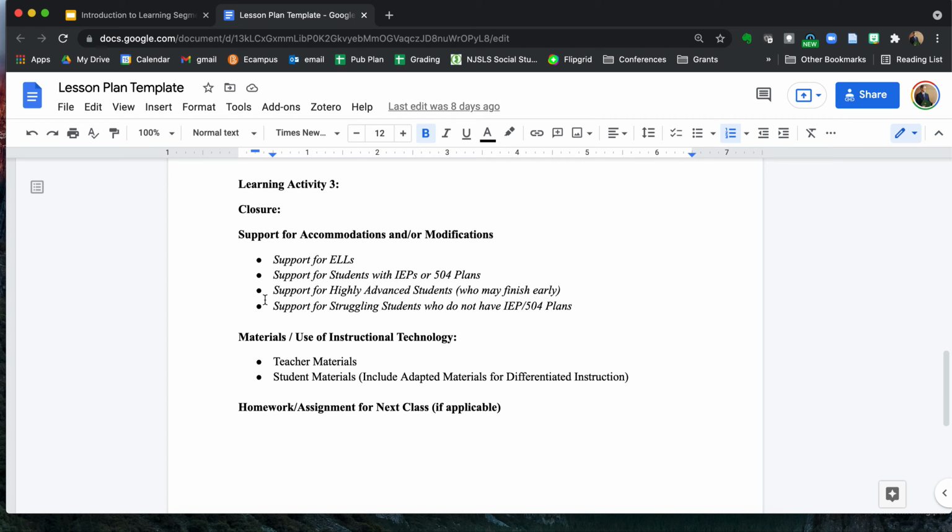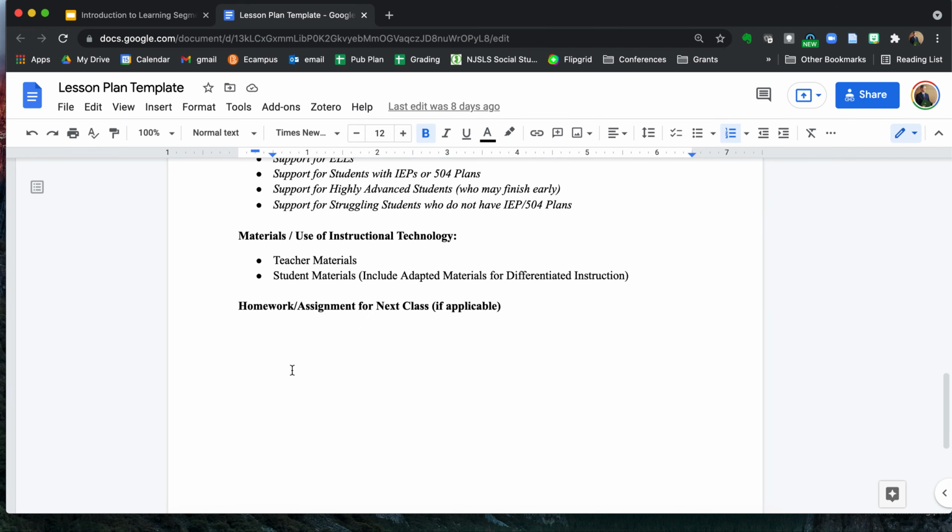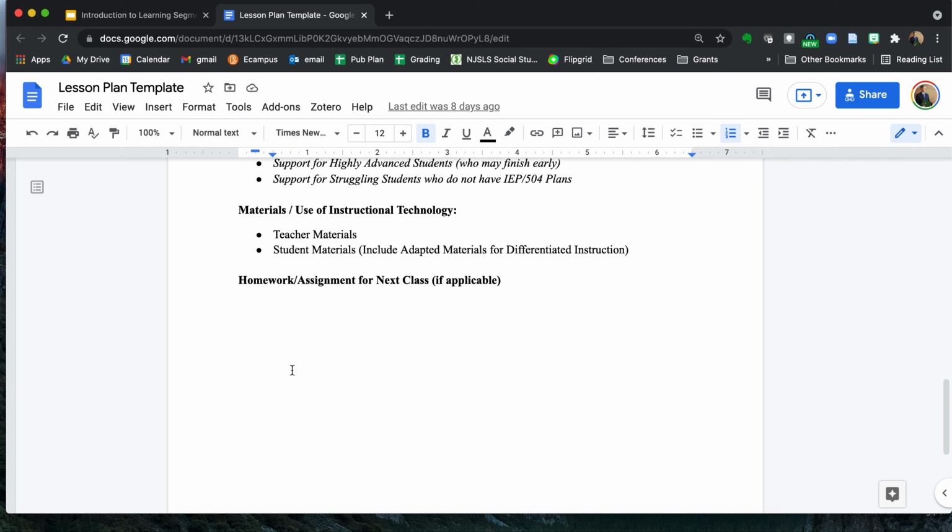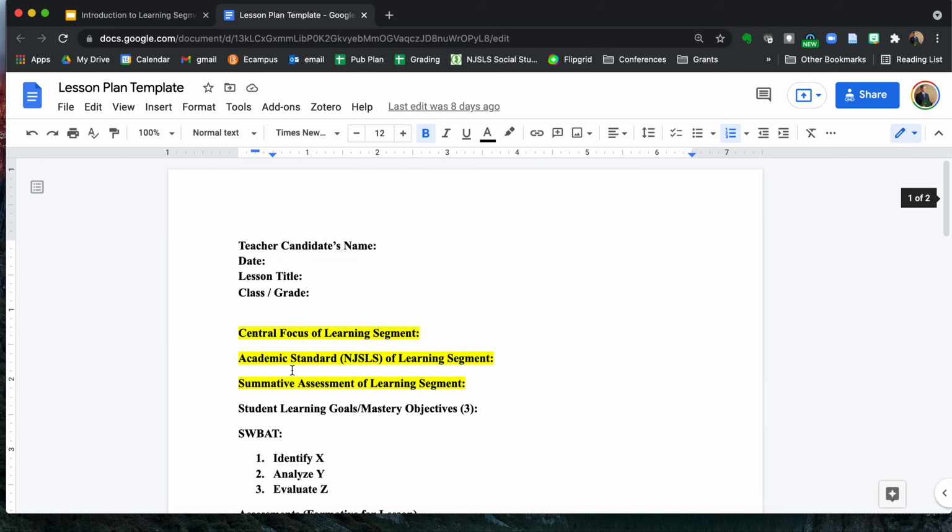What's acceptable, right? Down here, we put any teacher materials and student materials, and then homework if you assigned it. So this is a general template for lesson planning. And you see how the lesson plan and the learning segment kind of go together here.